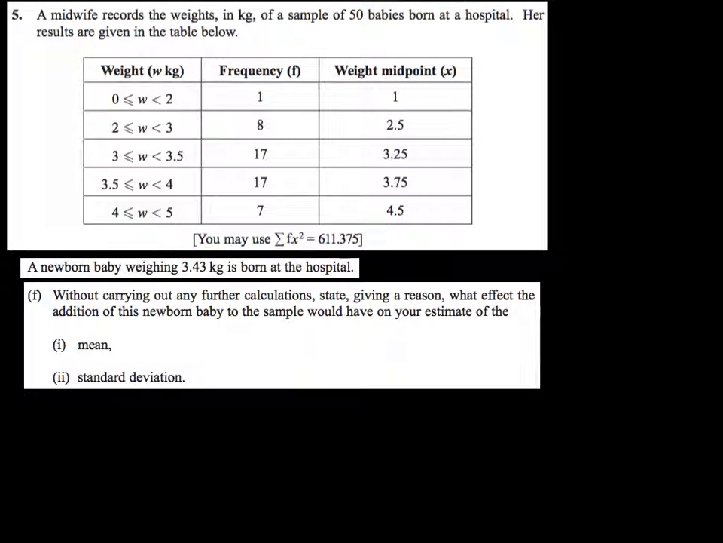In the final part of the question, we are told that a newborn baby weighing 3.43 kg is born at the hospital. We should remember that this was the mean weight of the babies born at the hospital. It says, without any further calculations, state with a reason what effect the addition of this newborn baby will have on the estimate of the mean. Well, since this baby is the same as the mean, it won't have any effect on the overall mean for the sample. But as far as the standard deviation is concerned, because this is another value at the centre, or the mean, it will actually very slightly decrease the standard deviation.